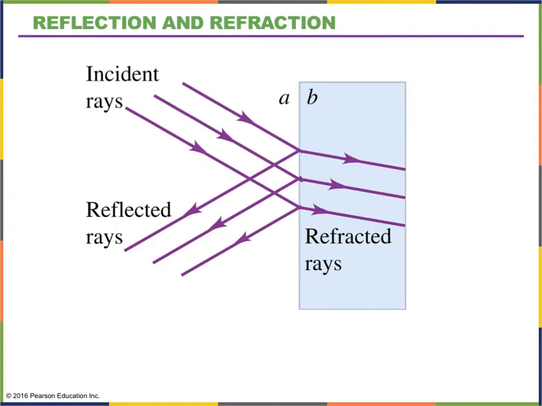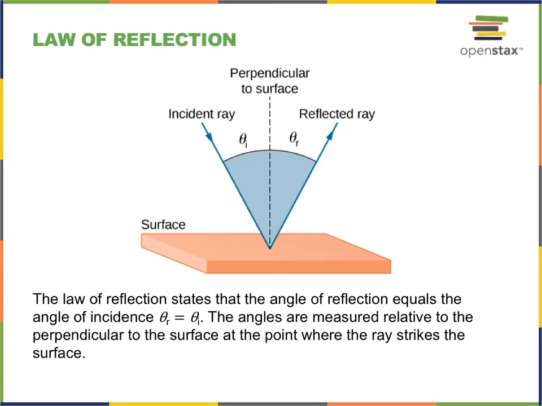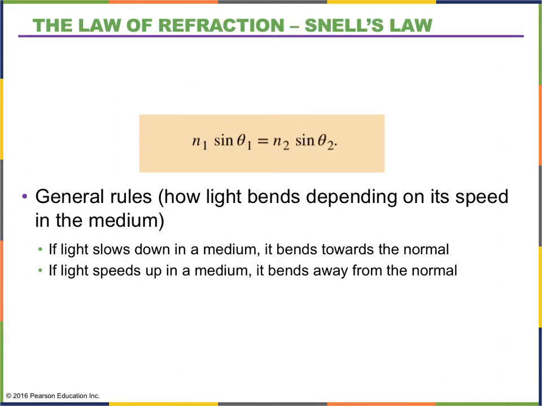Just to remind you, reflection is when light hits a boundary between two materials and reflects back. Refraction is when the light goes from one material into another material and it bends at that boundary. We learned that the law of reflection is that the angle that the light comes in at is equal to the angle that it reflects at. We learned that the law of refraction is governed by what we call Snell's law, that has to do with the index of refraction and the angles.